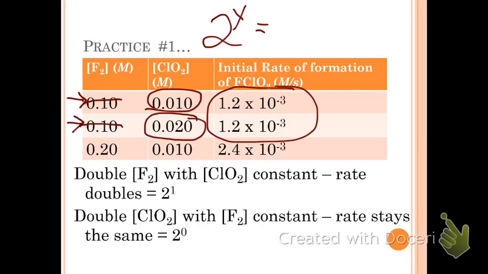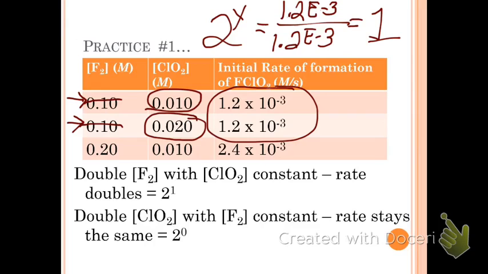So when I divide them by each other, 1.2 e to the negative 3 divided by 1.2 e to the negative 3, it is going to be equal to 1. And once again, any number to the power of 0 is going to be equal to 1. So that takes care of reactant F2 and reactant ClO2.